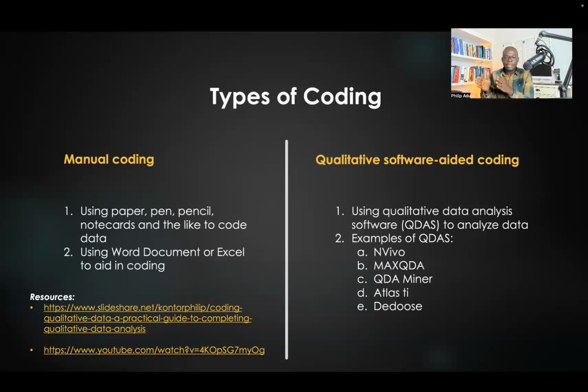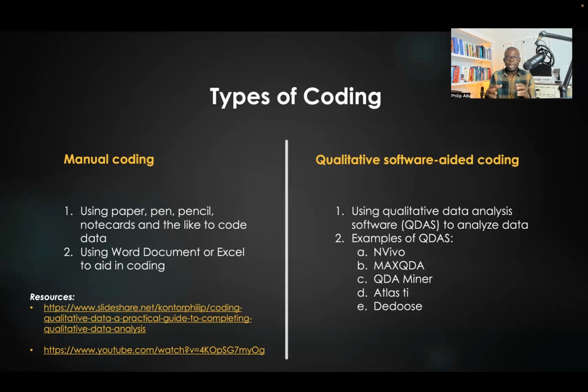The second type of coding is qualitative software-aided coding. There are many software available that you could use. One is NVivo, another one is MAXQDA. We have QDA Miner Lite, we have Atlas.ti, we have Dedoose, and we have a whole lot, right? But I always tell my clients that you just have to explore and see which one you feel comfortable using, so that you'll be able to use it in a way that will help you to develop the codes and themes and address your research question.